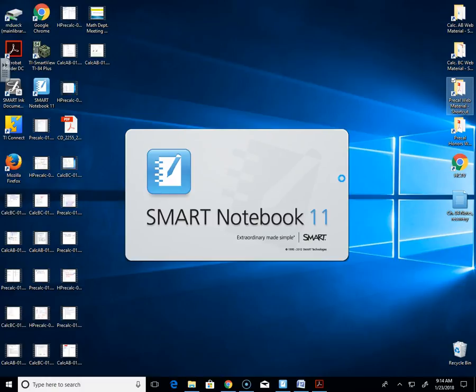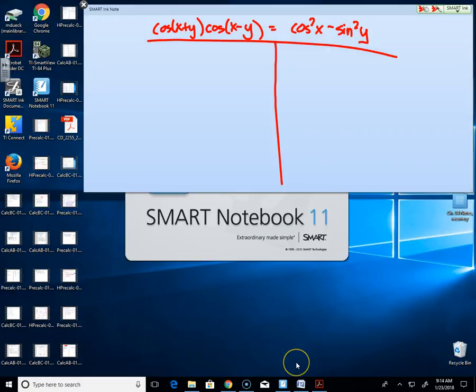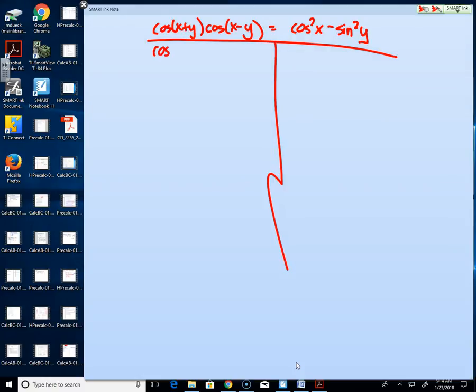Cosine of x plus y times cosine of x minus y equals cosine squared of x minus sine squared of y. Okay. So if I was to go ahead and use the left side, which you guys all know or knew, I could use my formula, guys. I'm just going to go for it.